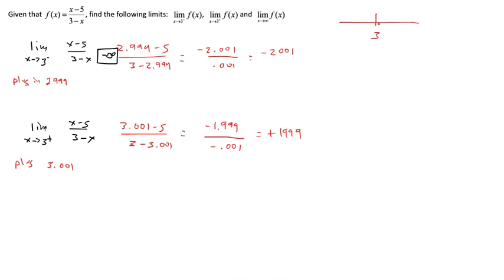Similar idea, we can get closer and closer to 3. Like we can plug in 3.0000001. This number is just going to be a really large positive number. So what does that tell us about this limit? As we approach 3 from the right, this limit is positive infinity, and that is the behavior of our vertical asymptote.